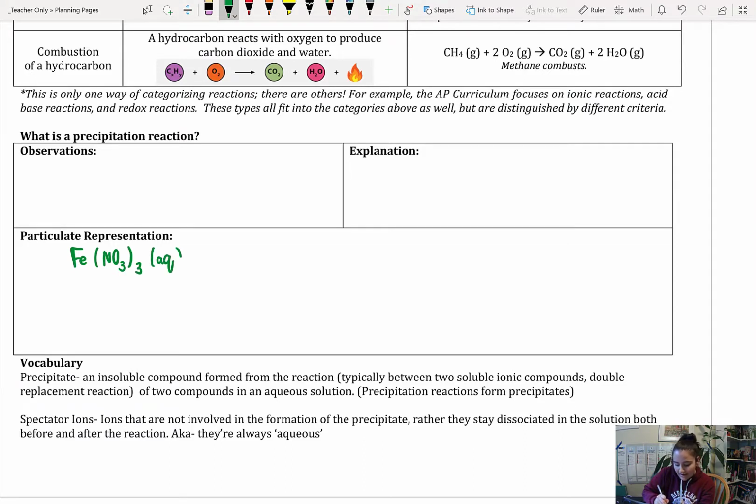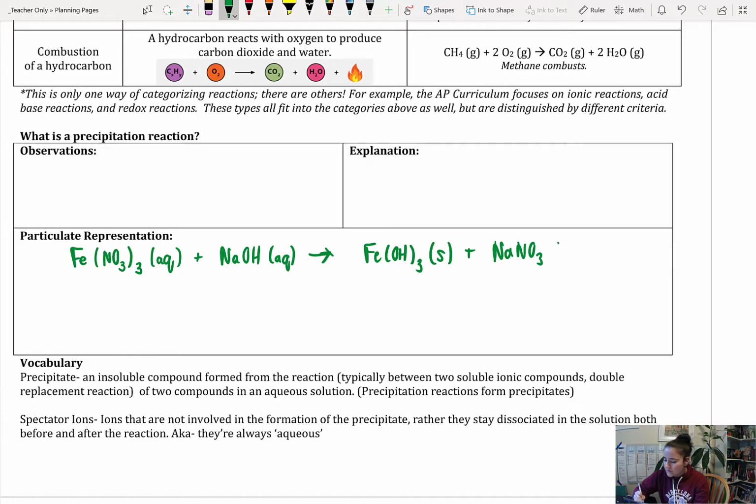That was a solution, aka aqueous, reacting with a solution of sodium hydroxide, which was also aqueous, to produce a solid. And that solid was iron hydroxide. In a little bit, we'll go over how to tell which ionic compounds are solids. And sodium nitrate, which stayed dissolved in the solution.